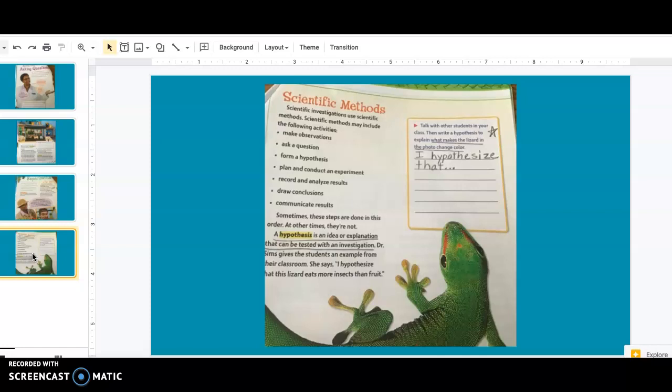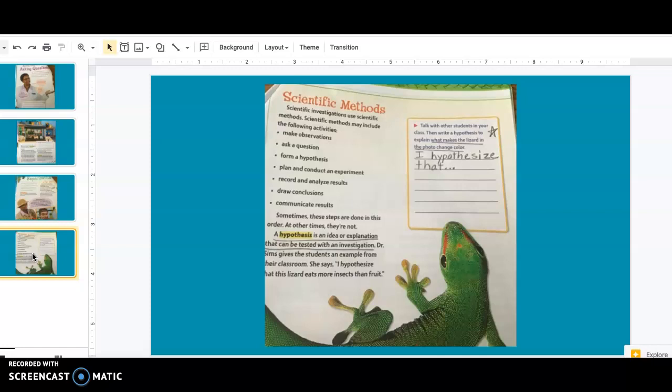Okay, so please underline that first sentence in the paragraph, and your job is to complete the box on that page. It says that you are to make a hypothesis to explain what makes the lizard in the photo change colors. Now remember, a hypothesis is your guess. So there is no right or wrong answer. And when you say you have a hypothesis, you say, I hypothesize that, and then you finish the sentence.